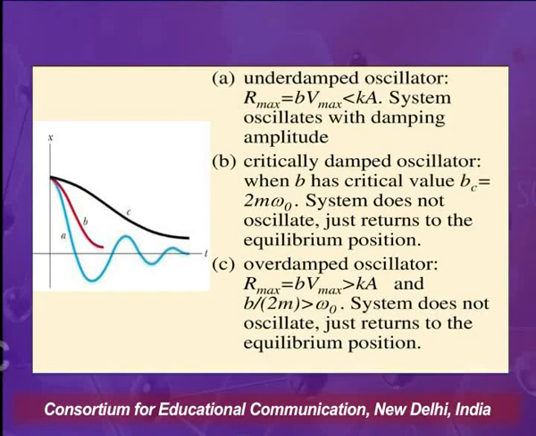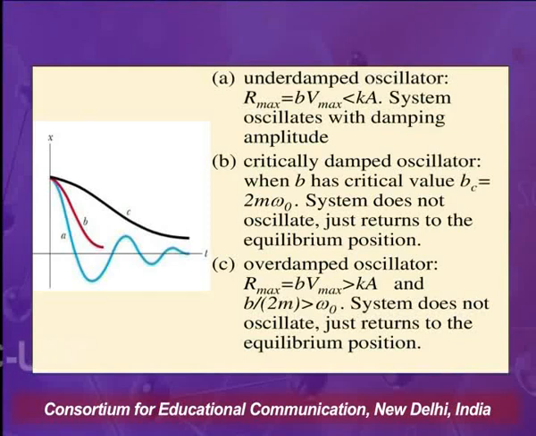So when will we get the critically damped oscillator? We will get a critically damped oscillator when small b has the critical value b_c, which equals 2m omega naught. So we can say that in that condition the system does not oscillate. Our system is not going to oscillate, it just returns to the equilibrium position.